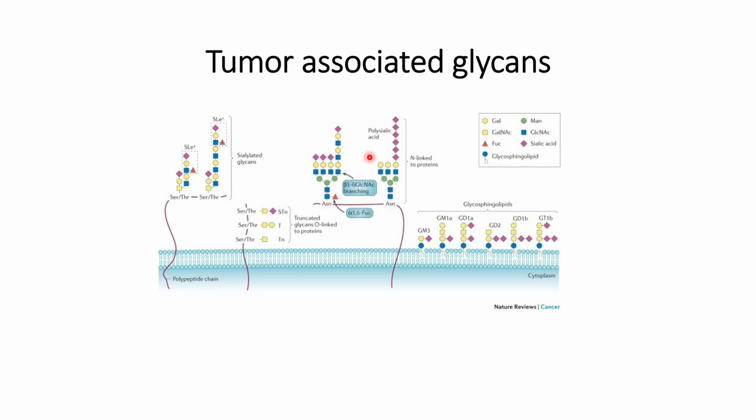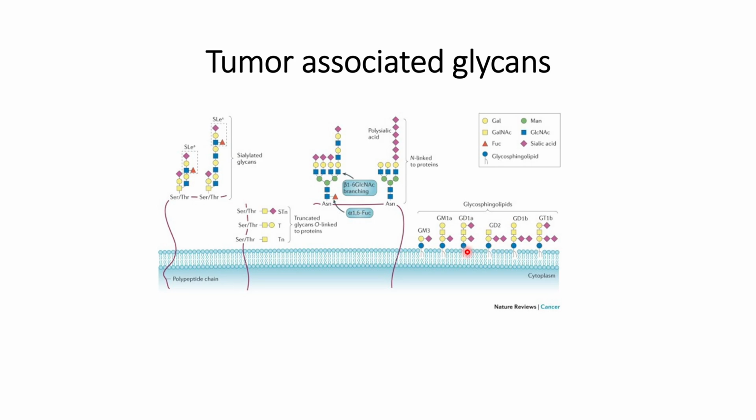Another thing that is observed is polysialic acid. In this case, alpha 2,8-linked sialic acid bonds are formed, and this kind of polysialic acid structure has been found in cancerous cells.